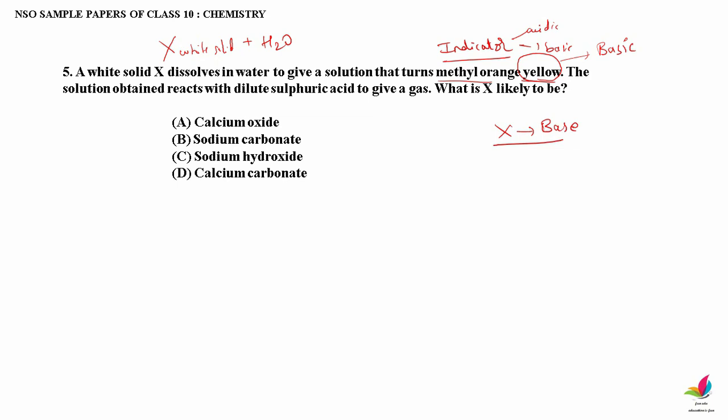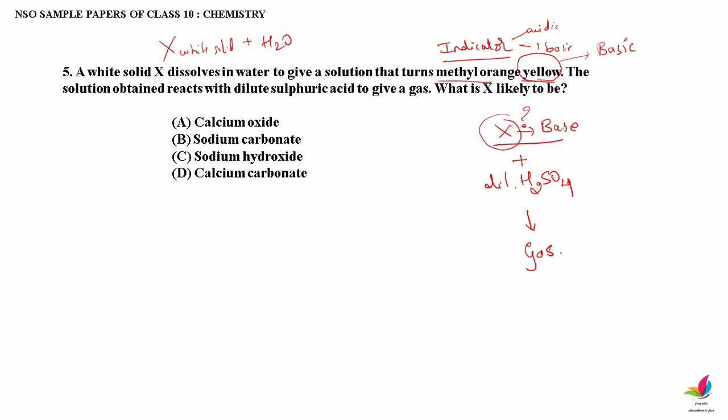Then the second point says the solution obtained reacts with dilute sulfuric acid to give a gas. So whatever substance you have obtained reacts with dilute sulfuric acid, H2SO4, which is an acid, correct? If it reacts, it gives a gas. So you need to identify what this X is.